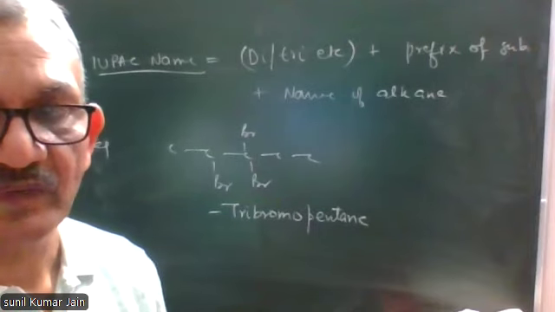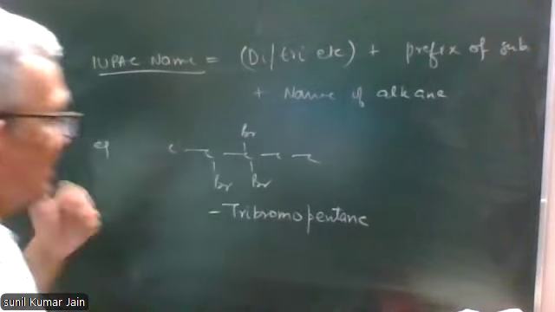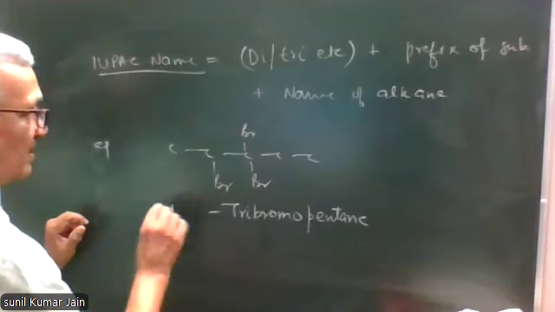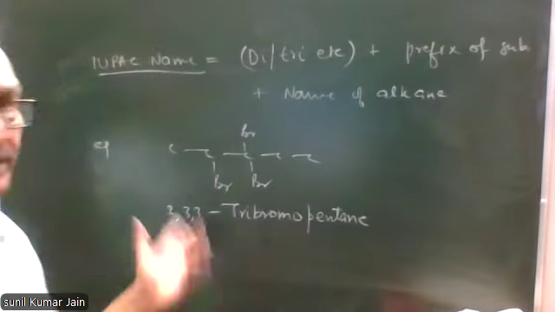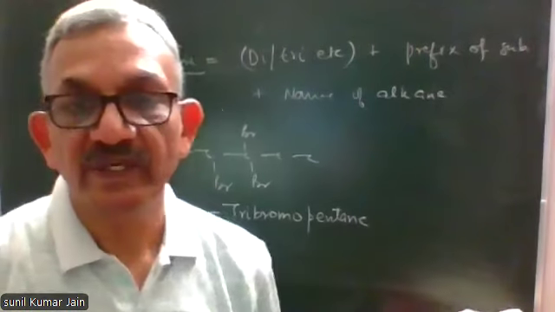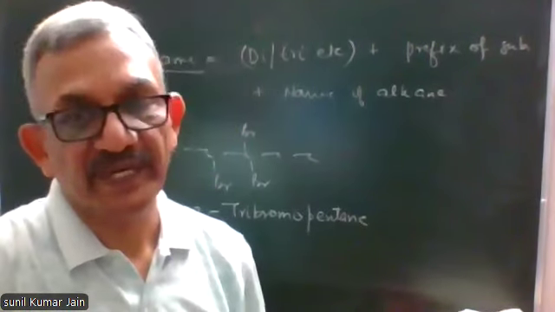Tribromopentane. And in the beginning, we'll write the positions of these bromine atoms. These are 2, 3, 3. So the IUPAC name will be 2,3,3-tribromopentane.